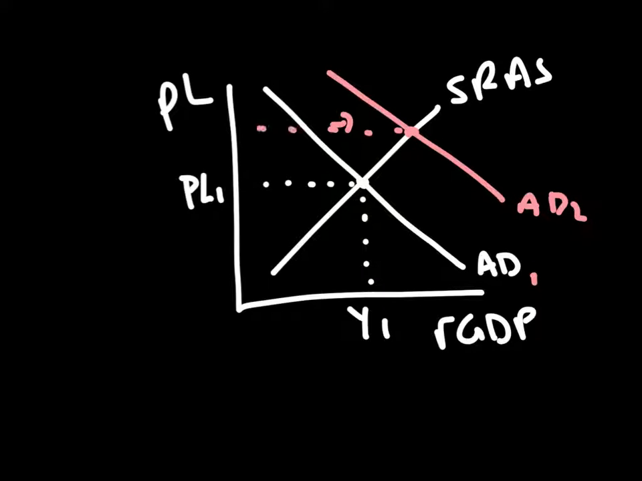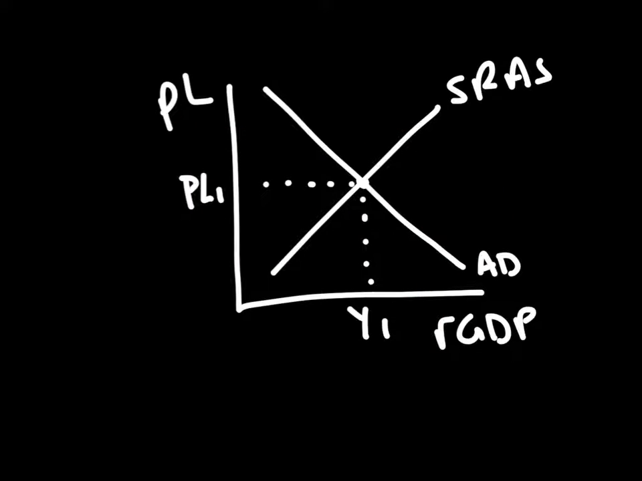So as the government spends more money, or any group spends more money, that's going to raise the price level, and it's going to increase the amount of GDP. Now we'll also get into the idea that as GDP increases, unemployment falls. But for now, we'll just focus on the basics of graphing.